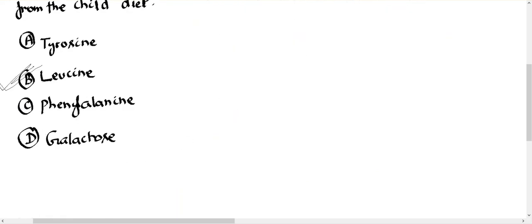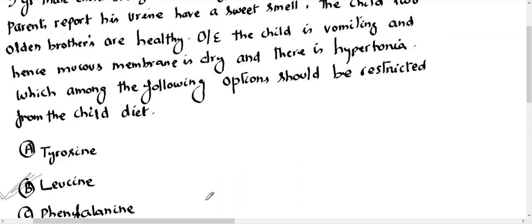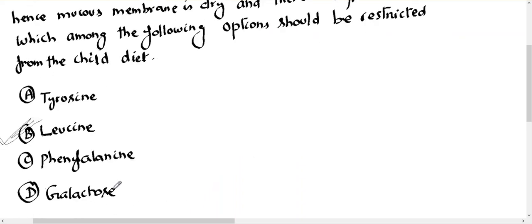Now galactose, guys, galactose is important in patients with galactosemia, in which you restrict galactose. Why? Because this is an autosomal recessive disorder where the deficient enzyme is galactose-1-phosphate uridyl transferase. So there will be a buildup of galactose, and the neonate can have jaundice, cataracts and hepatomegaly, which we don't see here, right? So you don't have to restrict galactose.